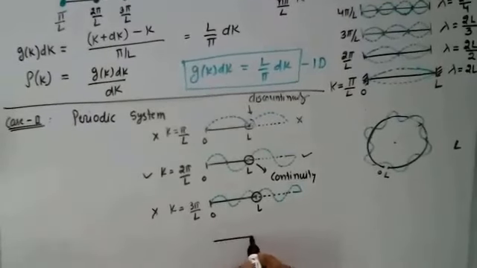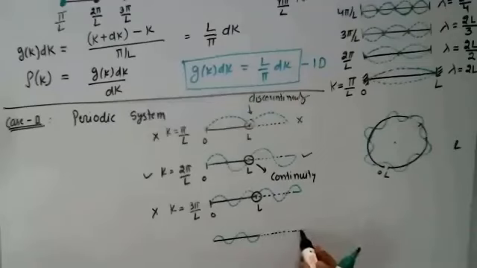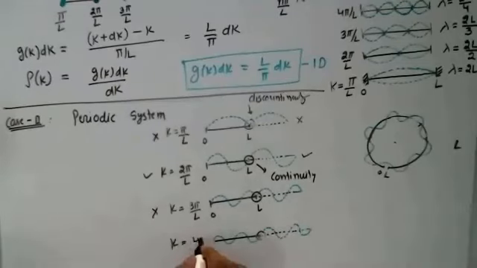But when you go for the fourth one, this one, and when you extend this, यहाँ से यहाँ के बाद this is going to repeat, and you can see there is a continuity now. इसका मतलब K जो है 4 pi by L, this is allowed.